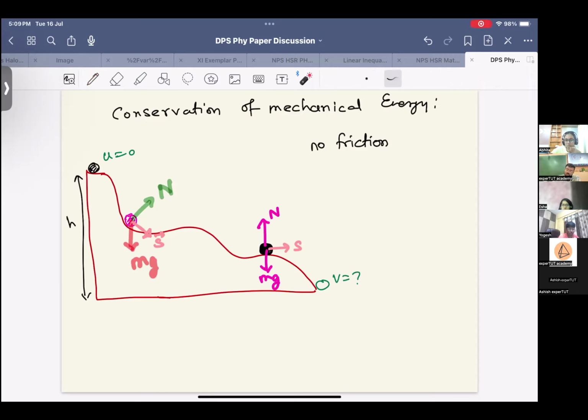Now you tell me, when the ball moves from here to slightly here, is the normal force perpendicular to displacement? Yes or no? Yes. It has moved from here to here. Is the normal perpendicular to displacement? Yes. So everywhere the normal is perpendicular to the instantaneous displacement. So this is the concept, that the normal is perpendicular to the instantaneous S vector.